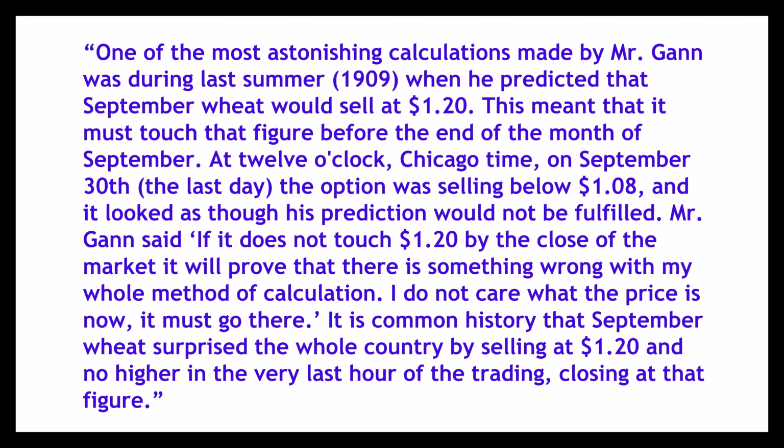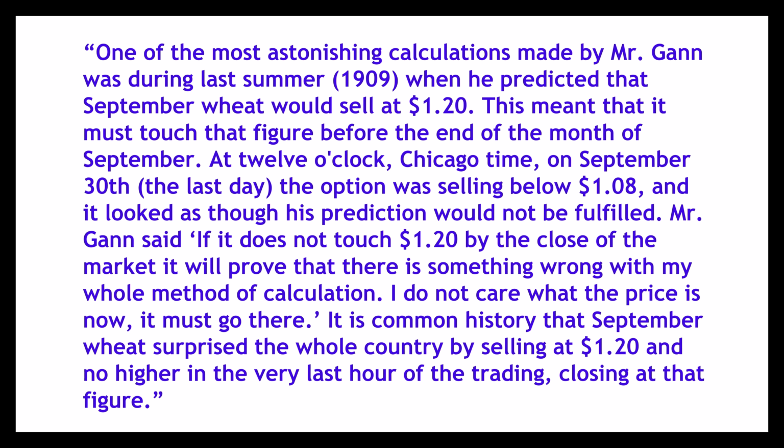One of the most astonishing calculations made by Mr. Gann was during last summer, 1909, when he predicted that September wheat would sell at $1.20. This meant that it must touch that figure before the end of the month of September. At 12 o'clock Chicago time on September 30th, the last day, the option was selling below $1.08, and it looked as though his prediction would not be fulfilled.